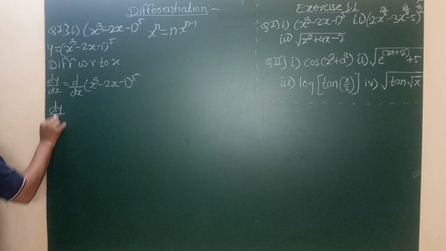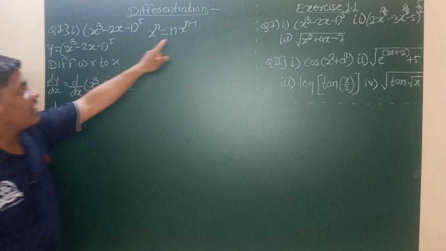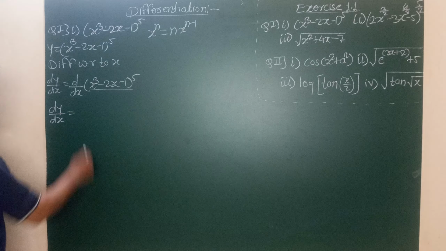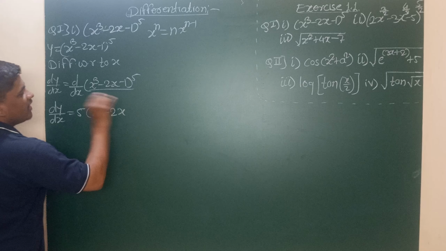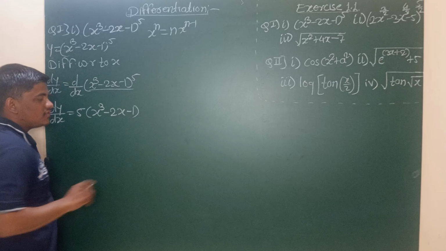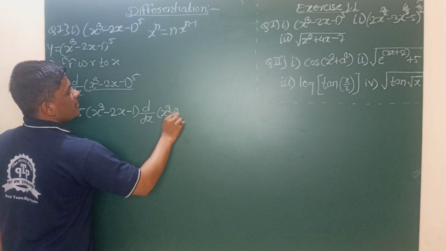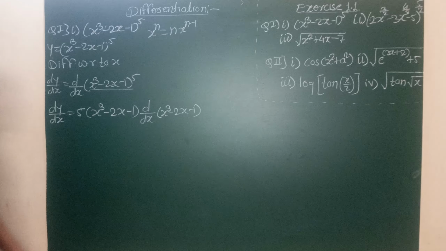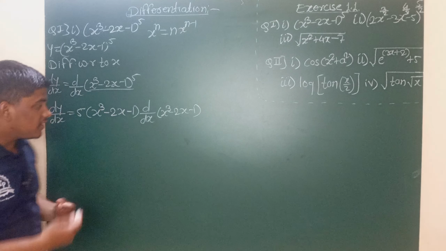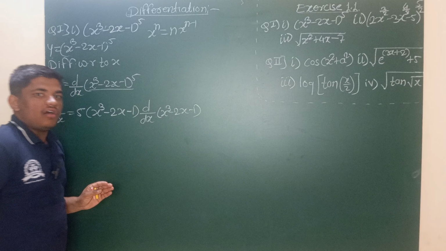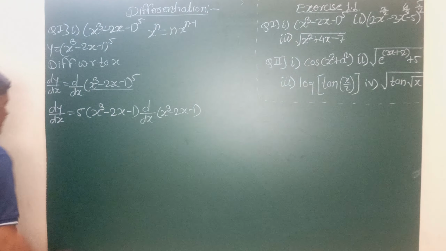First, here the whole function x cube minus 2x minus 1 is treated as x, and n is equal to 5. Apply the formula, that is n into x raised to n minus 1, so x is x cube minus 2x minus 1, and differentiate the remaining function again with respect to x. The function inside, x cube minus 2x minus 1, is separated with positive or minus symbols. That means each and every term is differentiated separately with respect to x.